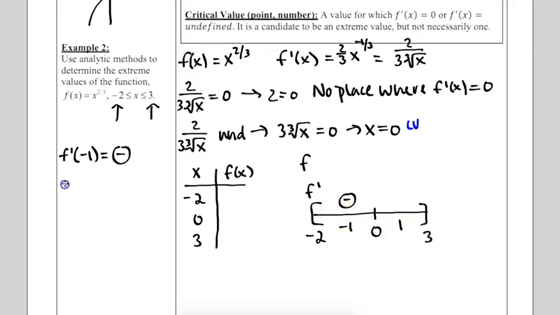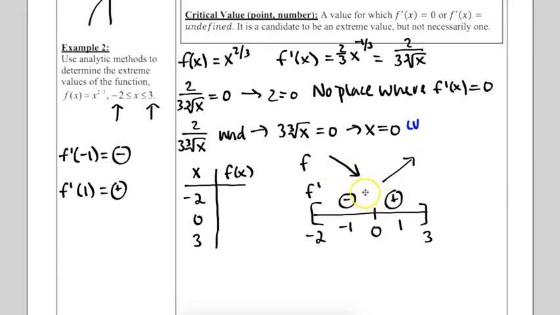Okay, and then if we plug in 1, f prime of 1, going up to the derivative, that's 2/3 times the cube root of 1. That's going to give me a positive. So, since the derivative was negative, that means that our slopes of the original function f are negative. So that means that our function from -2 to 0 is decreasing. And then here, since our derivative was positive, that means that our slopes of the original function are positive. So that means that we are increasing.